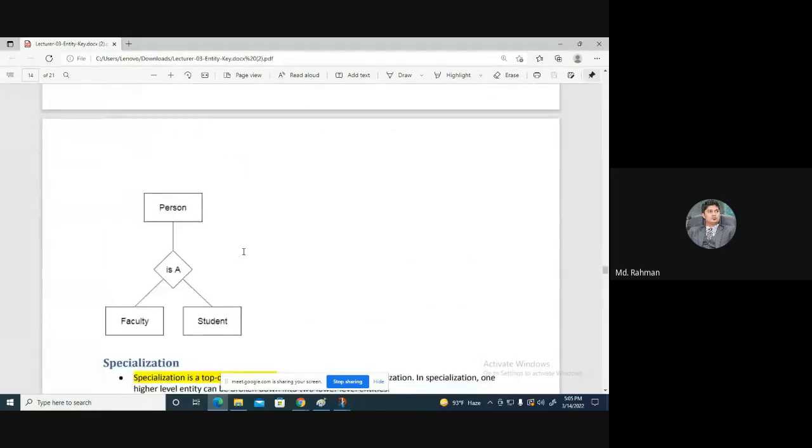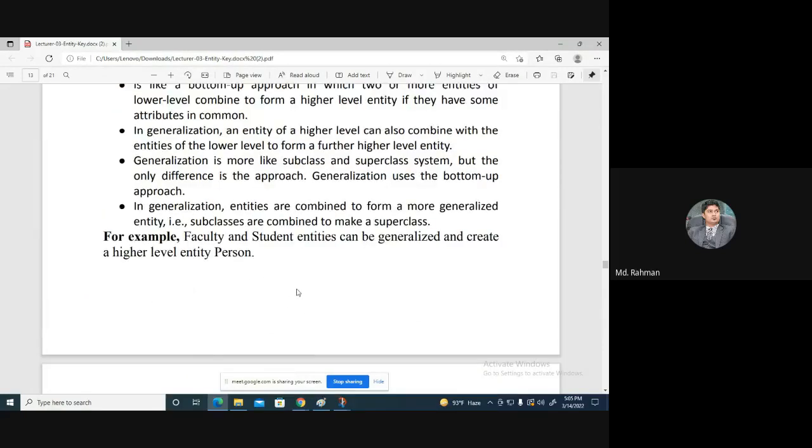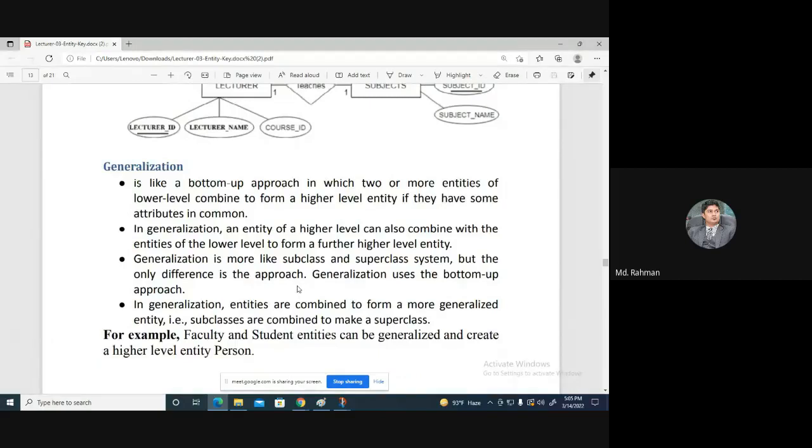So if I say doctor, this is general. If I say medicine doctor, this is very specific. If I say cardiologist, this is very specific. But if I say doctor, this is general. So we can say generalization is like a bottom-up approach, right? In which two or more entities of lower level combine to form a higher level entity.